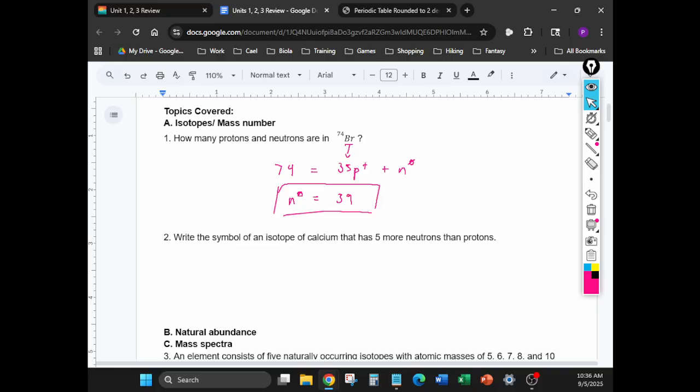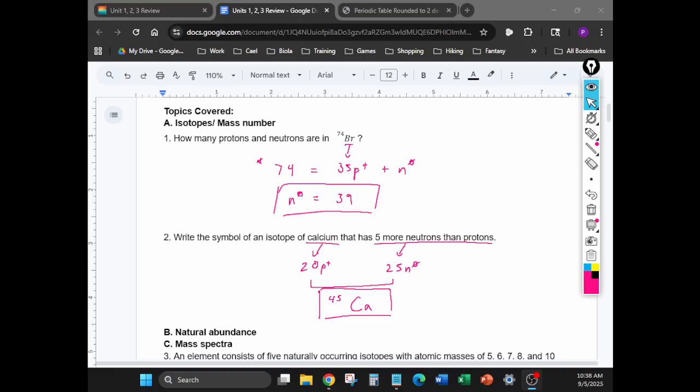All right, I want you guys to try number 2 on your own. This one's worded a little bit differently, but the formula is still the same. We're still using the mass number formula, but the formatting is a little different. So try number 2. We'll go over it in about 2 minutes. If you're finishing up, feel free to finish. You can check your answers after.